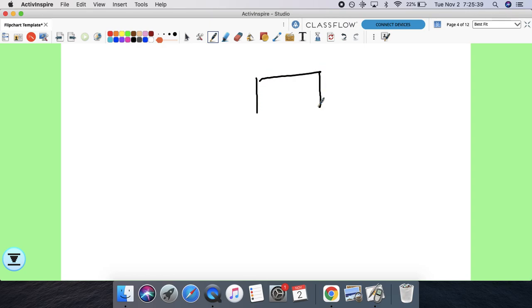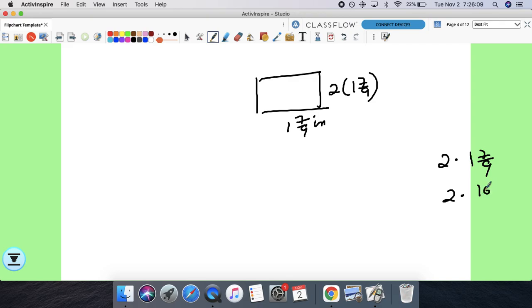Here's a rectangle. The length is 1 7/9 inches. The width is twice the length, so this is 2 times 1 7 over 9. And then we want the area and the perimeter. Okay, so I'll leave it as a fraction. Let's change the width here. 2 times 1 7/9: 9 times 1 is 9, plus 7 is 16 over 9, and that's 32 over 9. So I'm going to write 32 over 9.